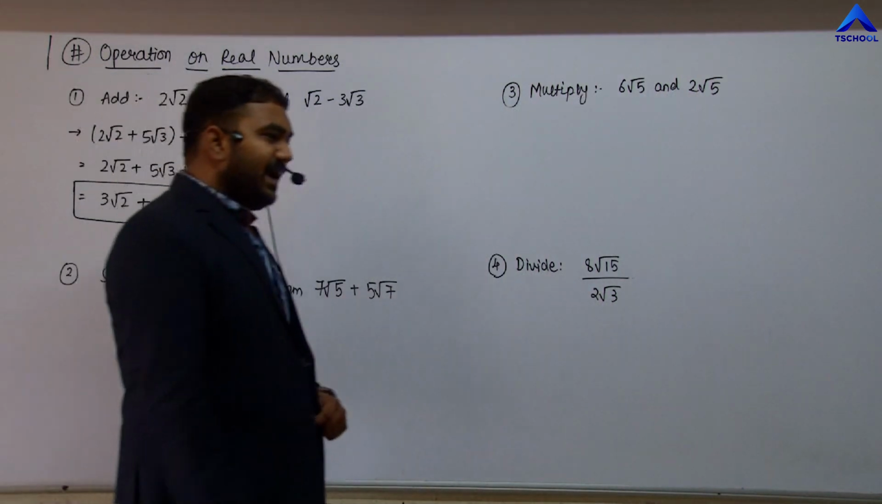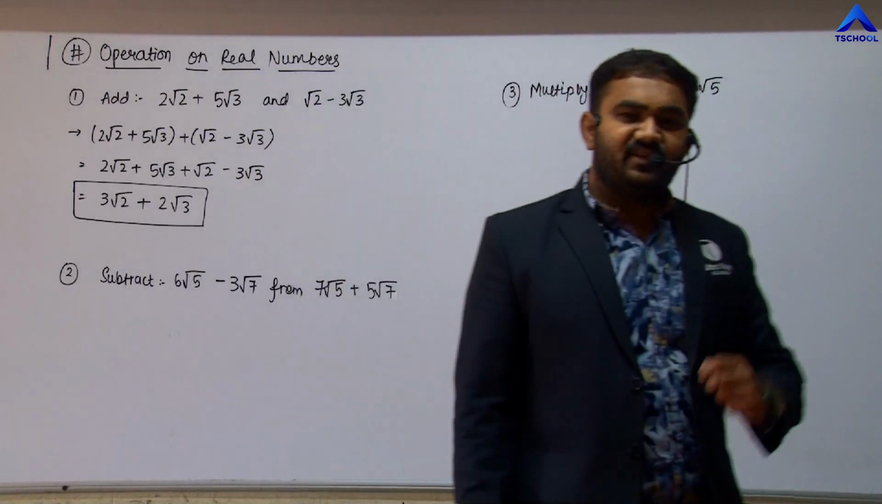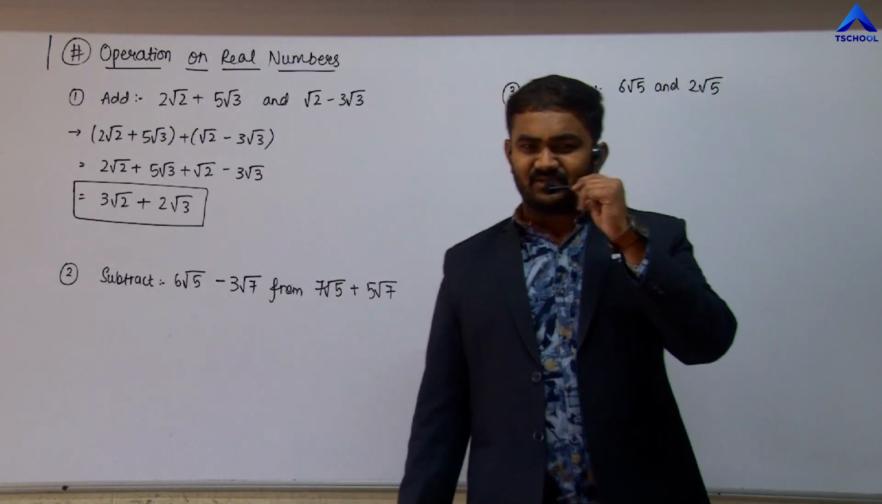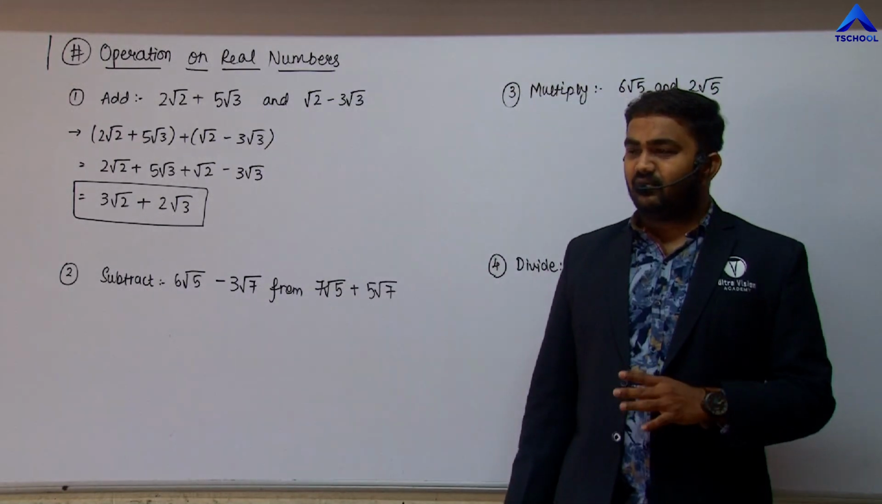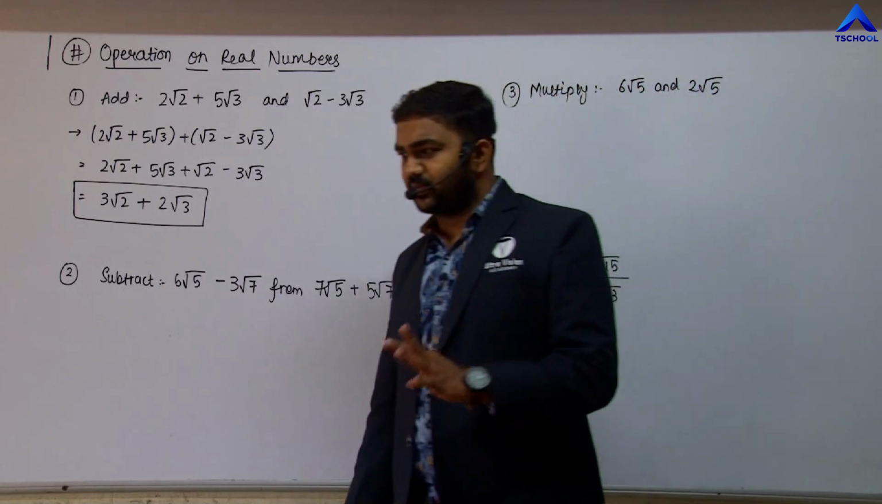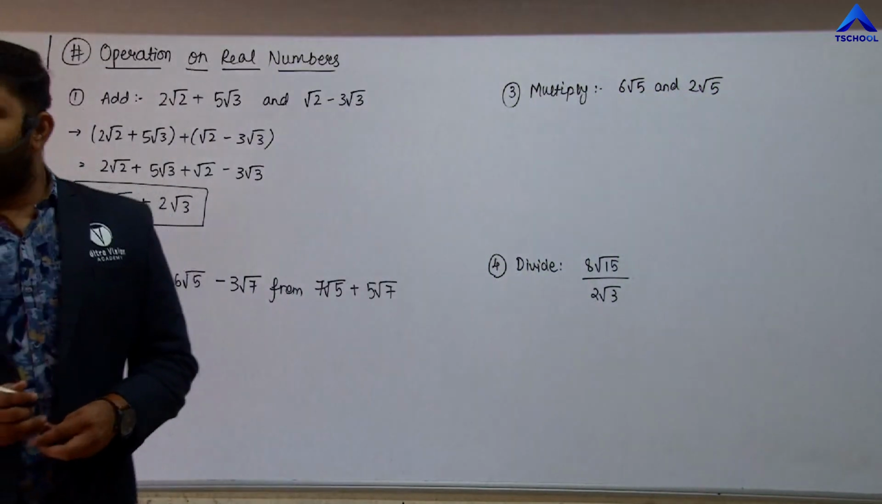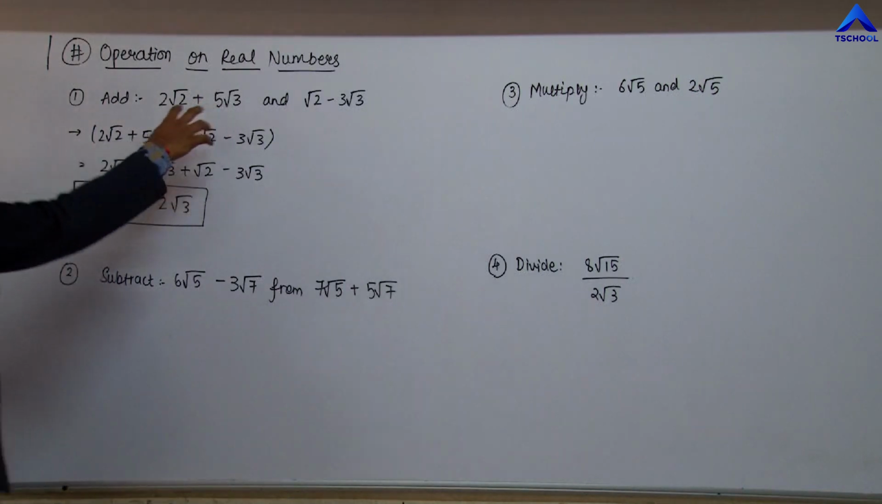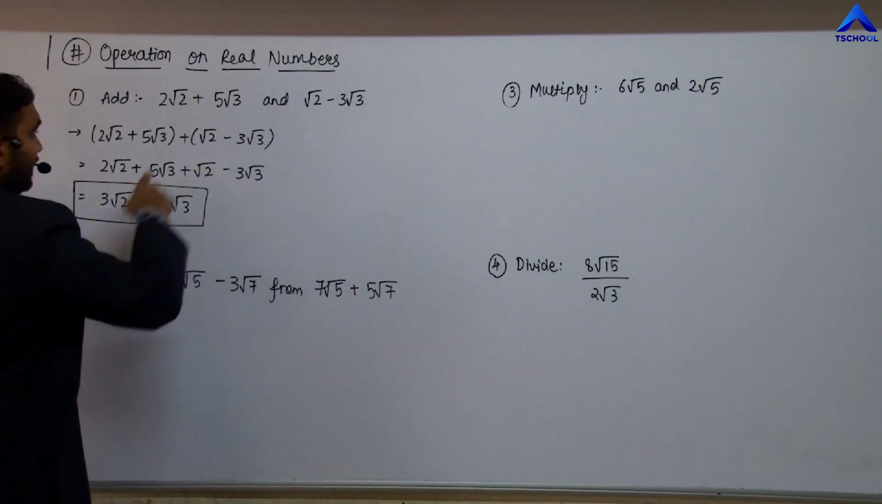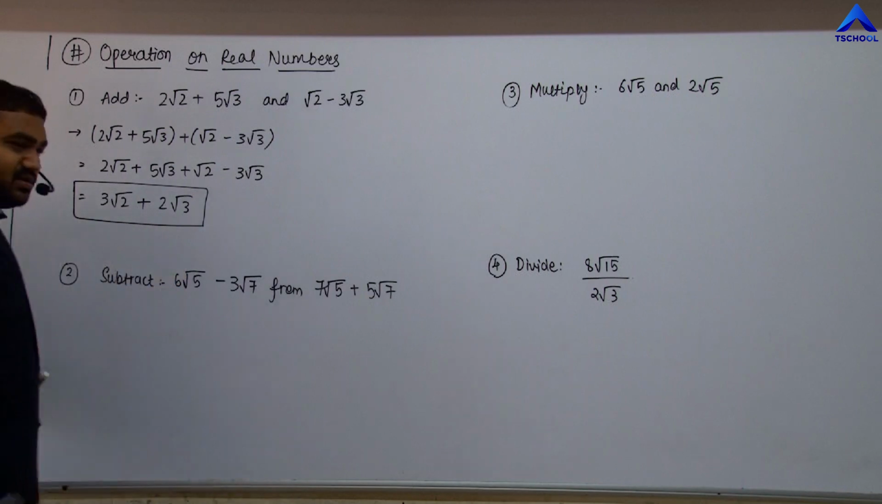You can simply add them from the question itself. See friends, these questions are most probably asked as 1 mark or 2 mark questions, right? So you are not going to write down all these steps. You can rather add them here. 2 root 2 plus root 2, that is 3 root 2. 5 minus 3, that is 2 root 3.